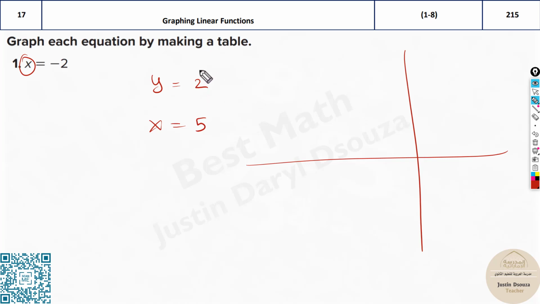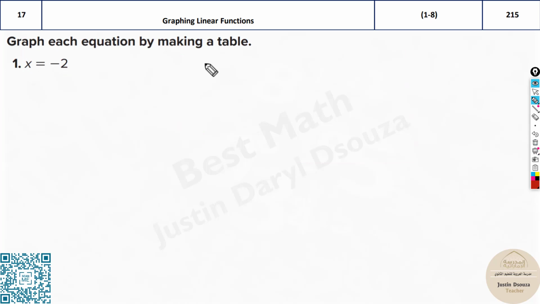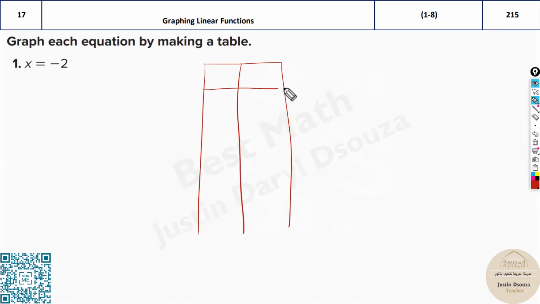Now you need to understand one thing. All these table-making problems can be solved easily in the calculator. But please don't put these in the calculator because you might be confused at times. So for such problems, I will tell you to make a table. So make a table like this, x, y.